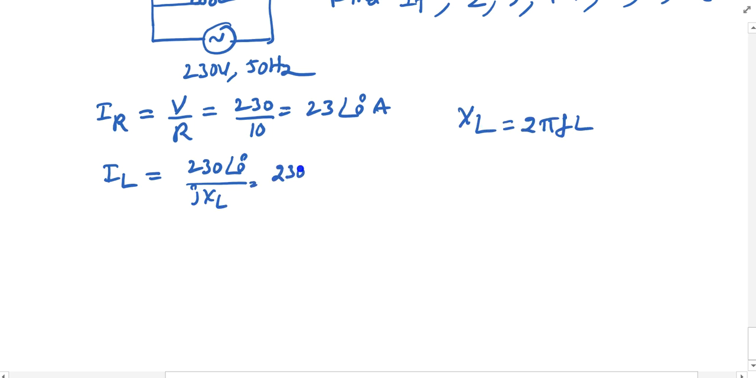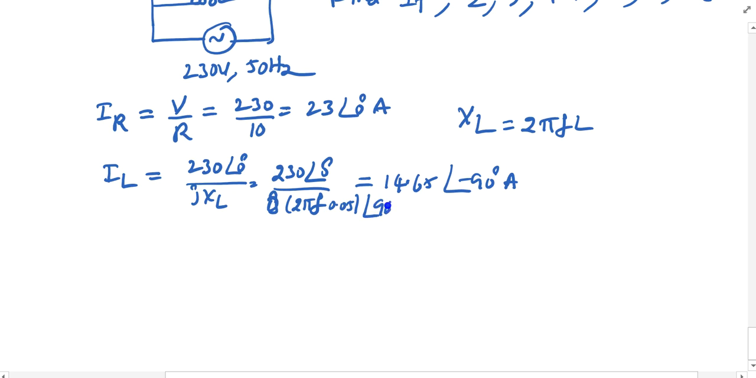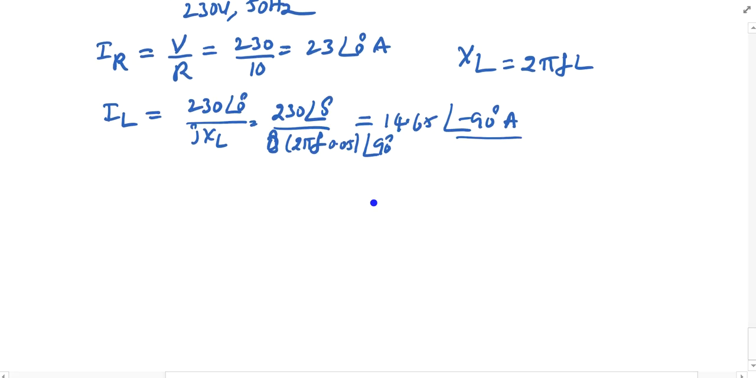So 230 at 0 degrees by J into XL, where XL is 2 pi f into 0.05 henries. The final value you are going to get is 14.65 with the angle of minus 90 degrees, because of the J operator. Then you get this value. Then what is the I total?